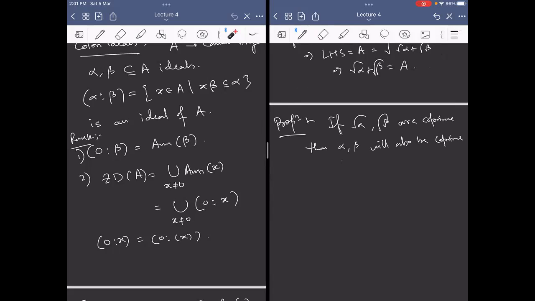And that is again by the same relation. The proof is very simple. You have A equal to the radical of radical alpha plus radical beta, because radical alpha plus radical beta is A, so its radical is again A. And this is the radical of alpha plus beta, but that implies alpha plus beta equals A, and you are done.